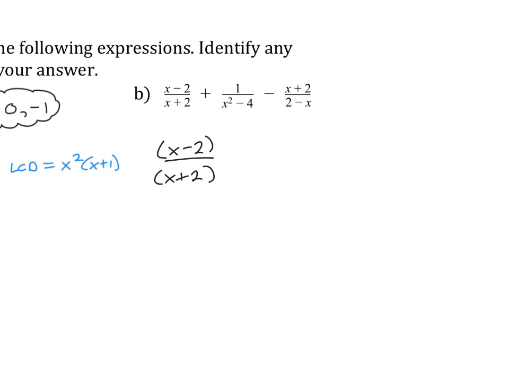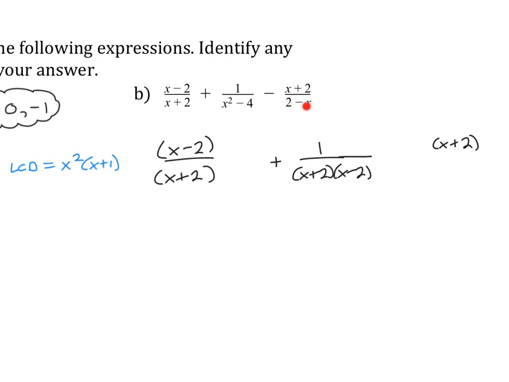I'm going to leave myself some space. And then we have plus 1 over x plus 2 times x minus 2. That's difference of 2 squares. Now here, we have the factor, I'll leave the numerator as x plus 1 or x plus 2. But here our factor in the denominator is 2 minus x. So unfortunately that's not quite the same as x minus 2.